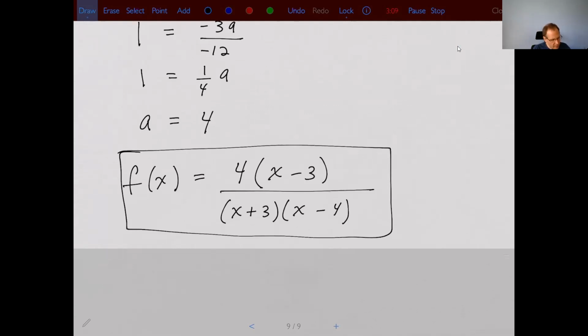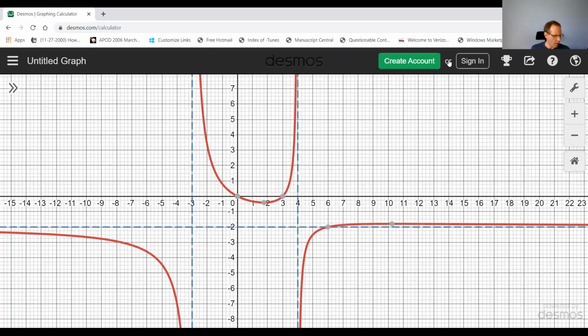Okay, let's do a couple more of these. Here's another one. Okay, so here's the graph of the rational function that we want to try and figure out what its equation is. All right, so let's think about this. Let me go to annotation again. Let's look at what we know.